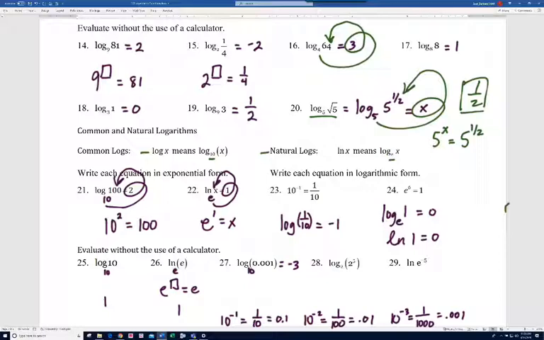On number 28, what exponent do you put on a base of 2 to get 2 to the 5th power? That would just be 5. On number 29, what exponent do you put on a base of e to get e to the 5th power? Well, that would just be 5. All right, I'm going to go ahead and stop this video here, and I'll do a second video.